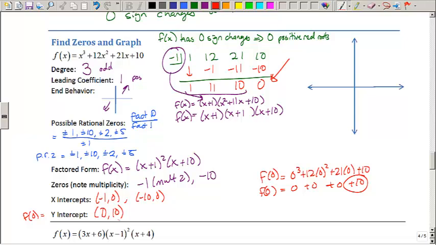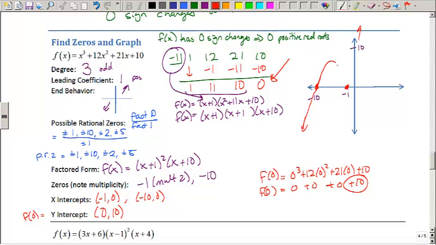Now I'm going to use this information, the x and y-intercepts, with the end behavior to graph. And then we're putting all of the puzzle pieces together from the last several sections. My x-intercepts are negative 1 and negative 10. My y-intercept happens to be at positive 10. And I know that my end behavior is down, up. At negative 10, I have a multiplicity of 1, so it goes right through at negative 10.